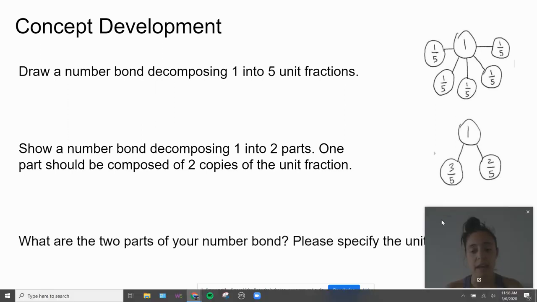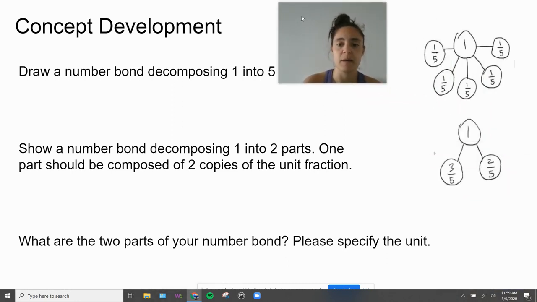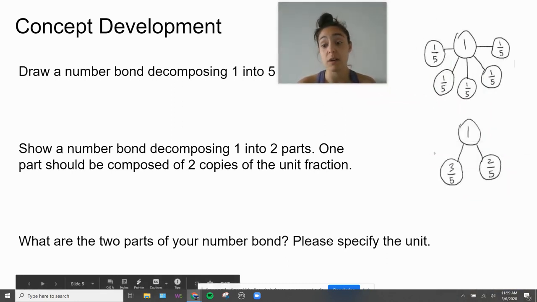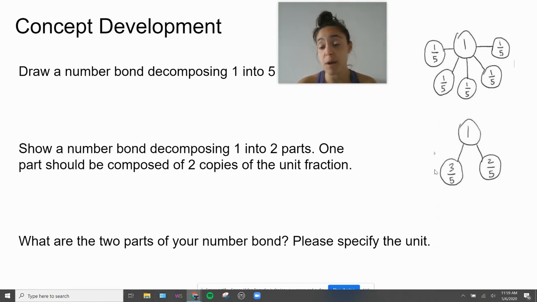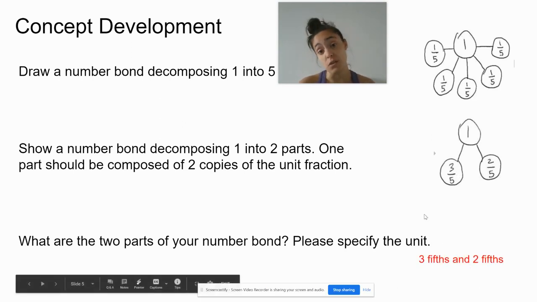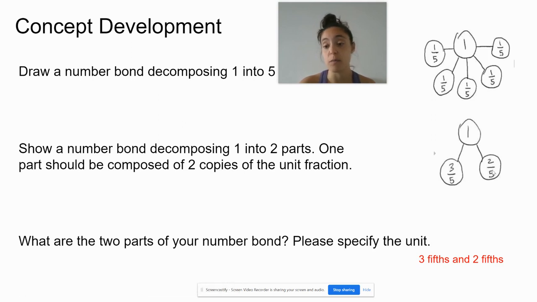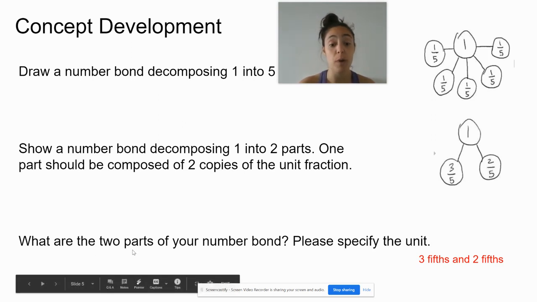So now again, I want you to think about what the 2 parts of your number bond are. I'm going to move myself back up here. What are the 2 parts of our number bond? We see this number bond over here. Take a moment, make a prediction, very similar to the last problem that we did. We know there are 3/5 and there are 2/5. So just saying it from up here, I have a group of 3/5 and a group of 2/5. Those are the 2 parts of my number bond.